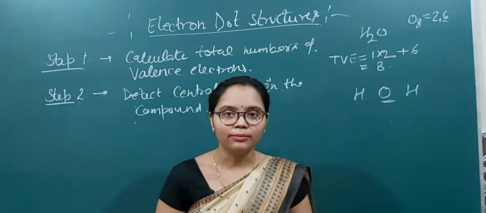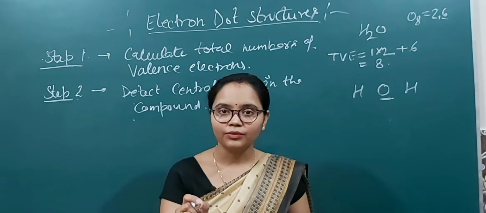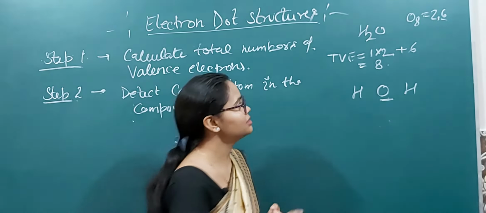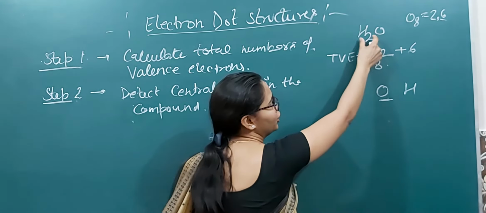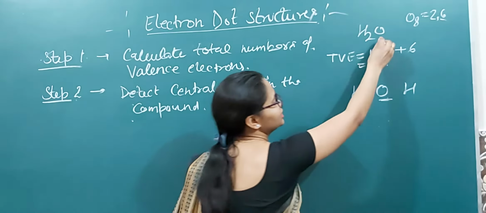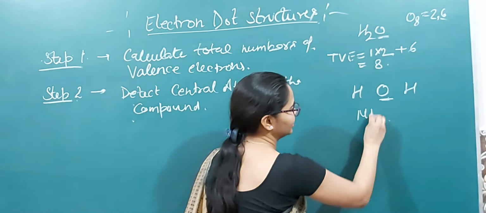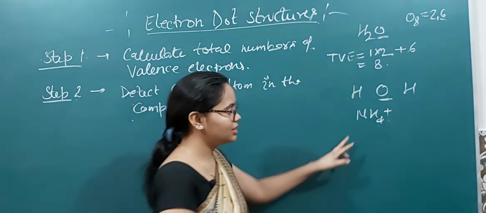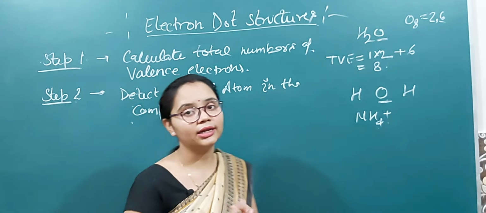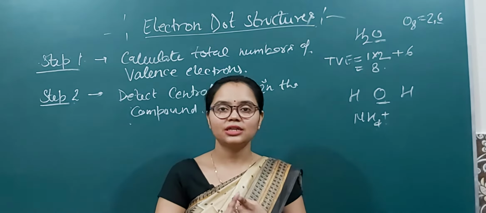To detect the central atom, you have to follow some steps. First of all, you will search for the atom which is present in your compound with the least number. As you can see here, in H2O 2 hydrogens are present, but oxygen is present only 1. So as oxygen is present with the least number, this can be your central atom. Similarly, take another example like NH4 positive. As you can see here, only 1 nitrogen is present, so this will be your central atom. So the atom which is present with the least number will be the central atom of the compound. This is the first point.